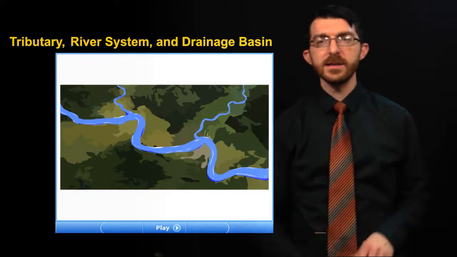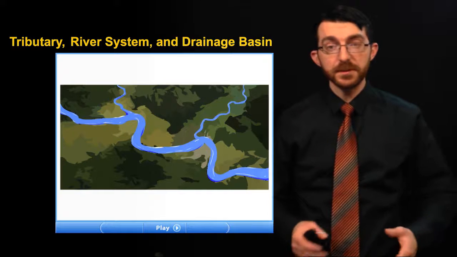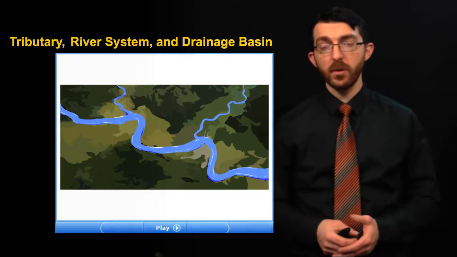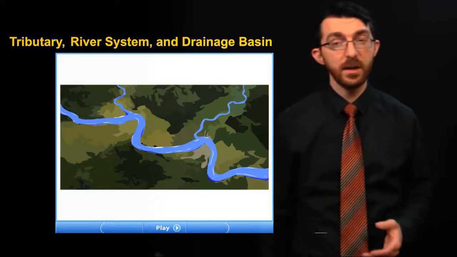So here is an illustration of a tributary river system and drainage basin. There should be plenty more illustrations in the textbook and online, but for now, that's chapter 15, section 2.